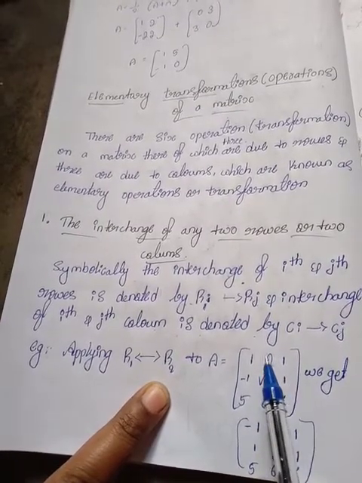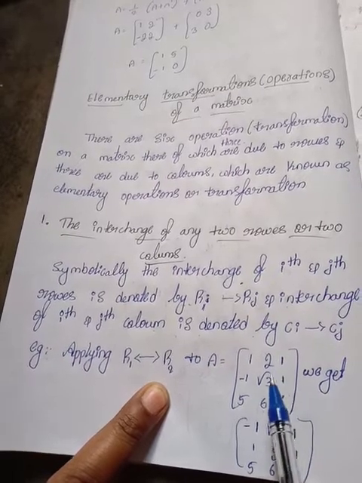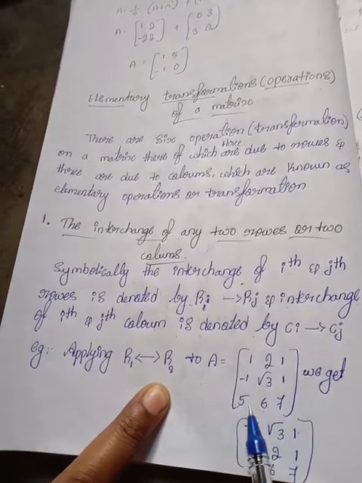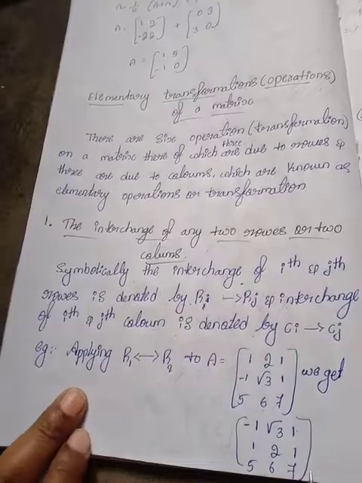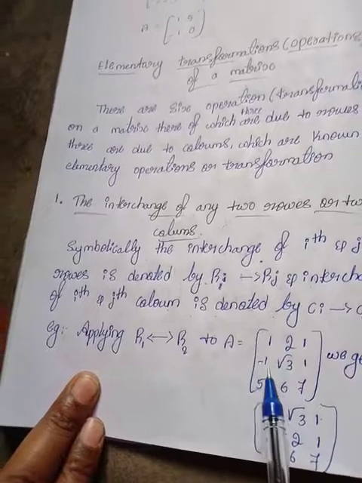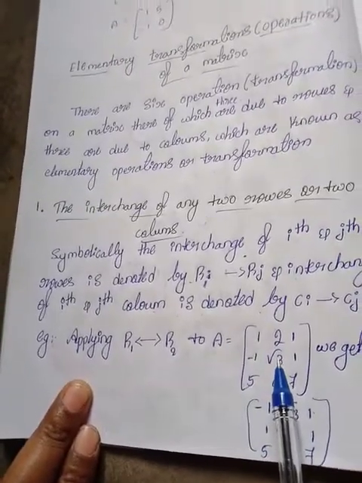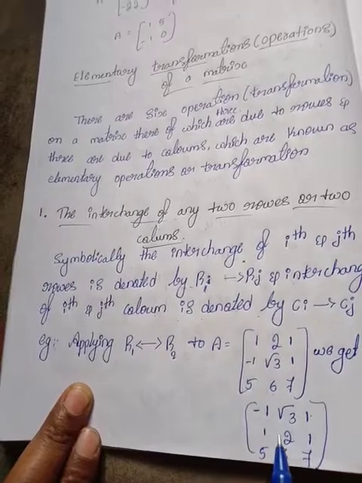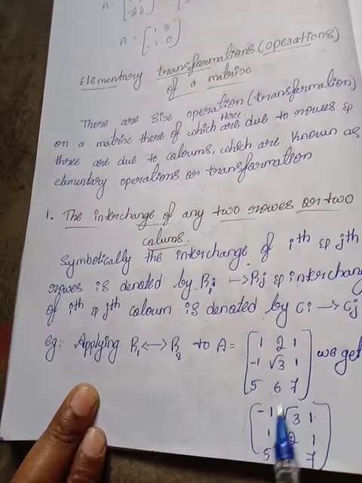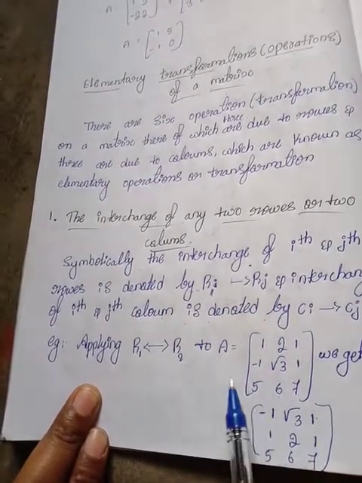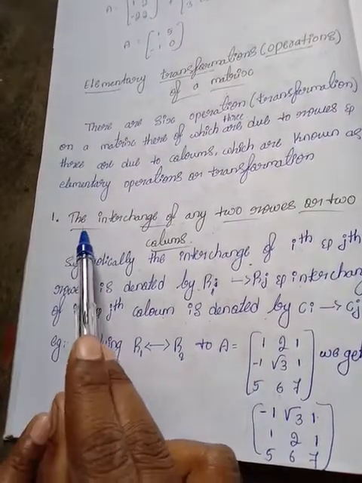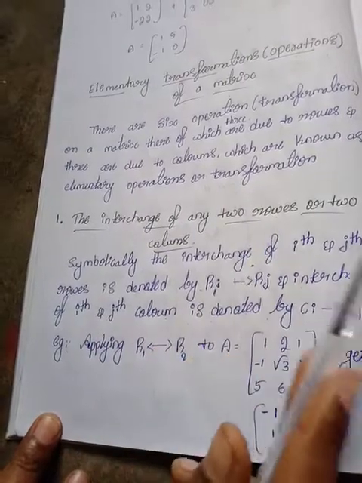So, on interchanging these 2 rows, write the second row in the first row, write the first row in the second row, and write the third row as it is. Here I need to change only 2 rows, that is R1 and R2. This is your first matrix. If I change R1 to R2, we get this. So I interchange rows, that is row 1 and row 2. This is your first step, the interchange of any 2 rows or columns.